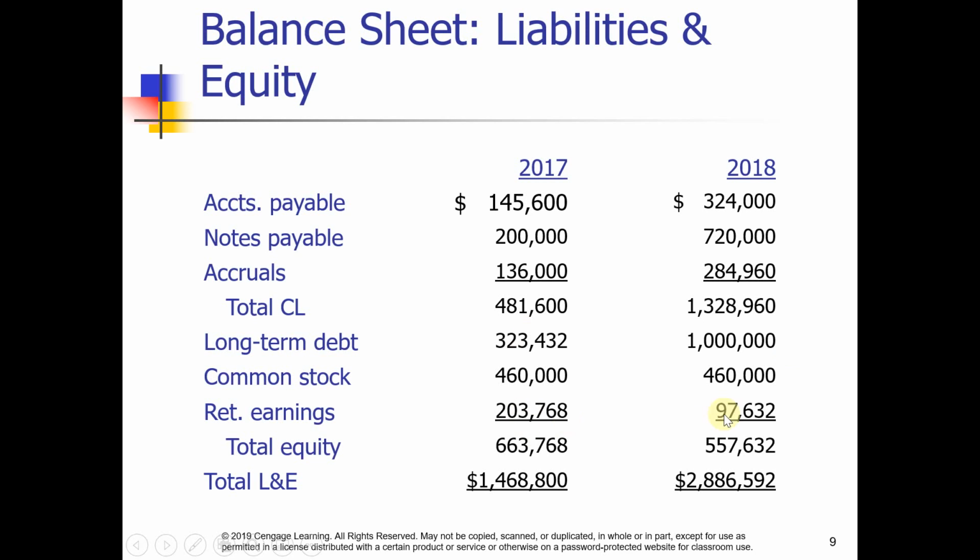The retained earnings went down, because how do retained earnings change? They change from profits and dividends. This company made a loss in 2018, so the retained earnings went down. So the total equity, the book value of equity, went down. So see, even if the book value of equity went down, the liabilities and equity part of the balance sheet is blowing up, mainly because it's taking on a lot of debt.